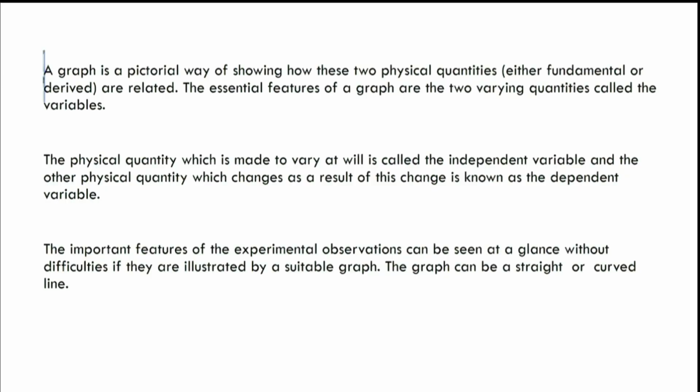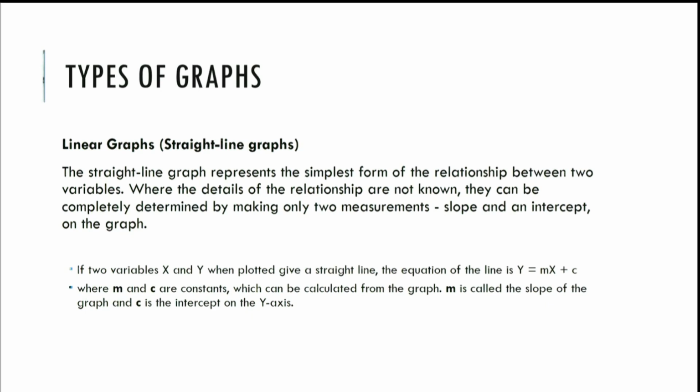Now, there are important features of the experimental observation which can be seen at a glance without difficulties. These are seen if the variables are illustrated by a suitable graph. The graph can be either straight or curved. Now, this will lead to types of graphs. We have two basic types of graphs. We have the linear graph, which we call the straight line graph.